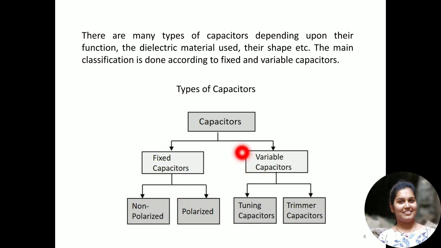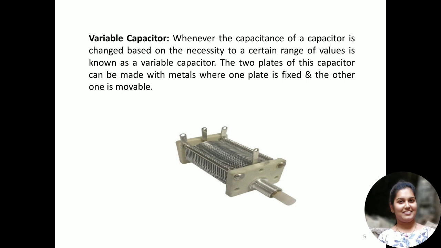Now coming to the variable capacitors, we generally have two major kinds of variable capacitors. First one is tuning capacitor and the second one is trimmer capacitors. Tuning and trimmer capacitors are the most commonly used variable capacitors that are available with us. Now let's discuss all these things in detail. Before going into that, first we'll see how a variable capacitor looks like. As you can see on the screen, you see a variable capacitor here.